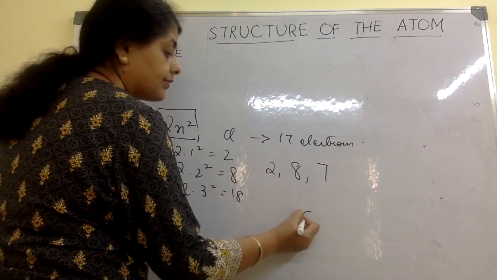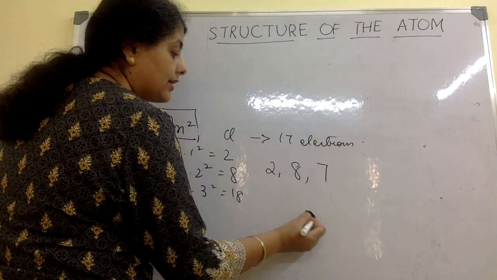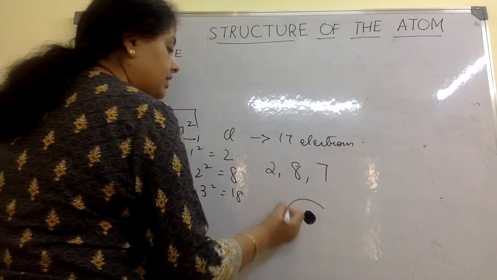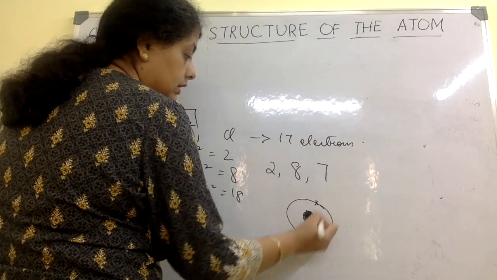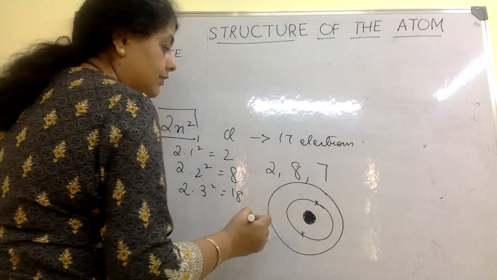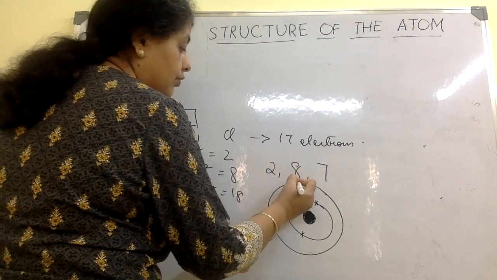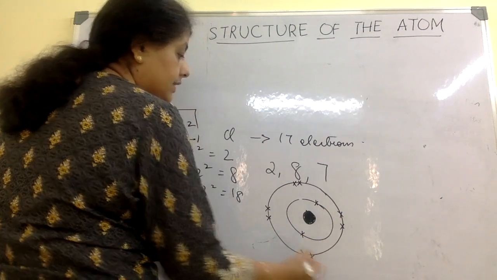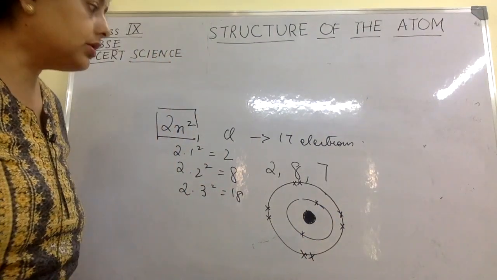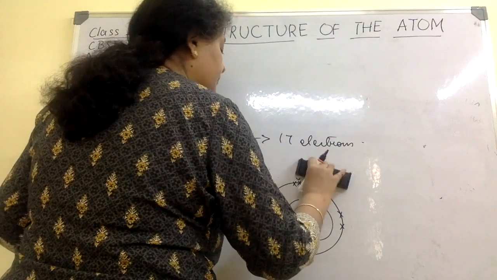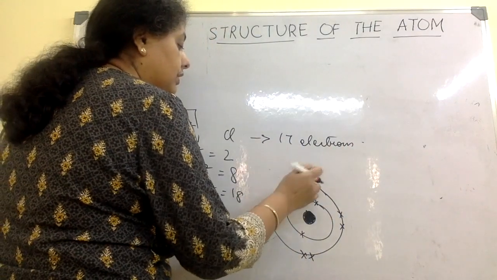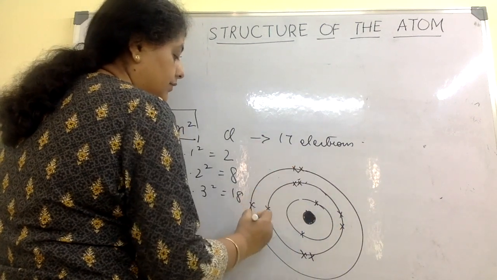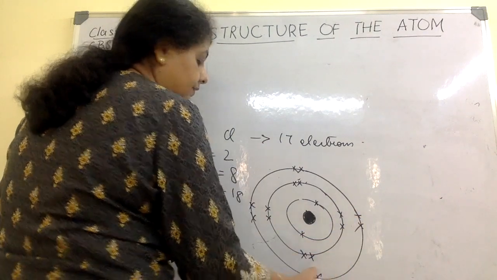Now we will draw the electron dot structure for chlorine. So this is the atom. Now the first orbit will have 2, the second orbit will have 8, 1, 2, 3, 4, write them in pairs, 5, 6 and 7, 8, and the third orbit will have only 7 of them, 1, 2, 3, 4, 5 and 6 and 7.